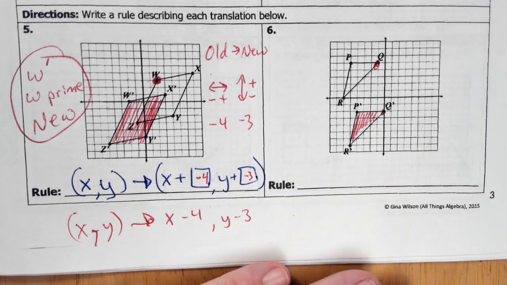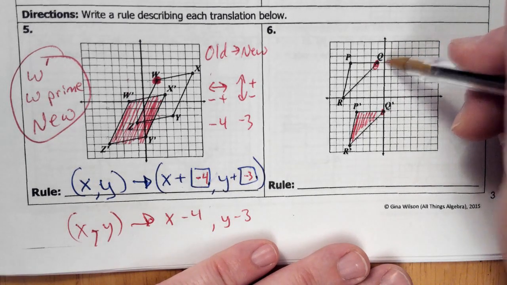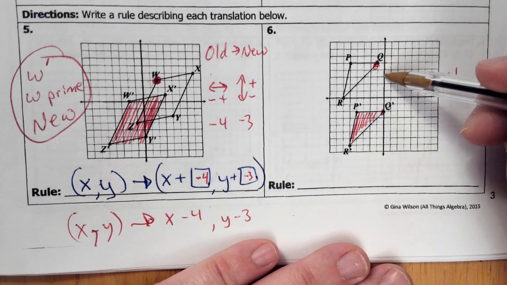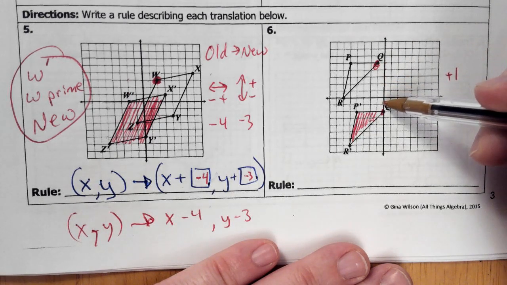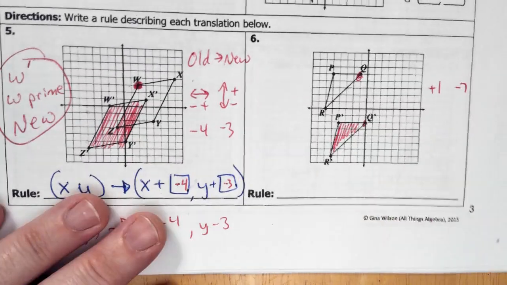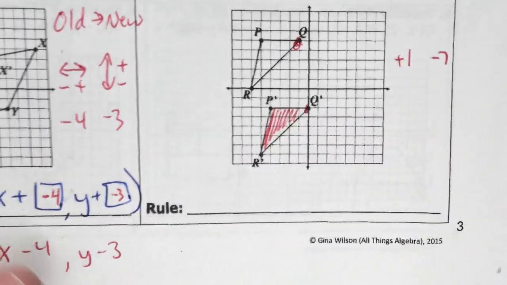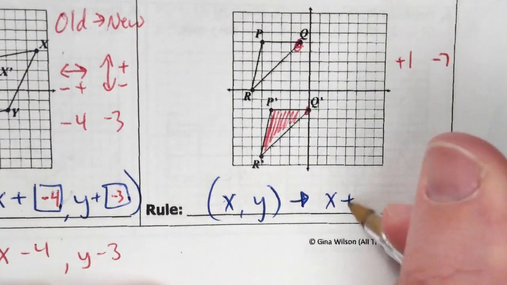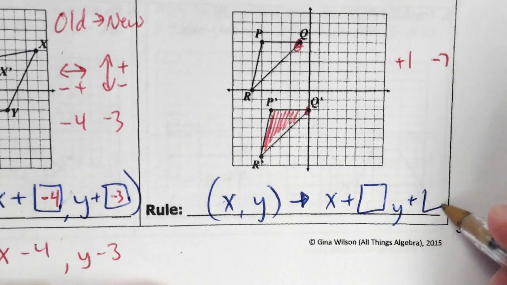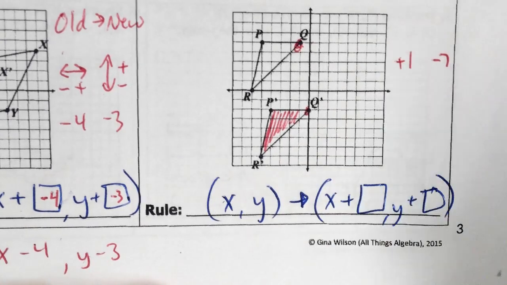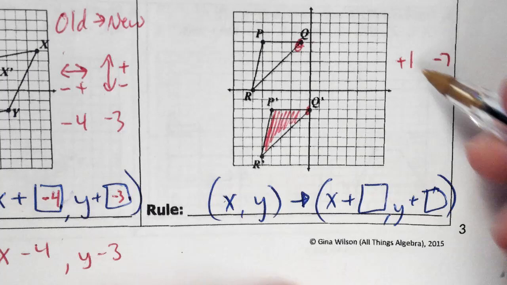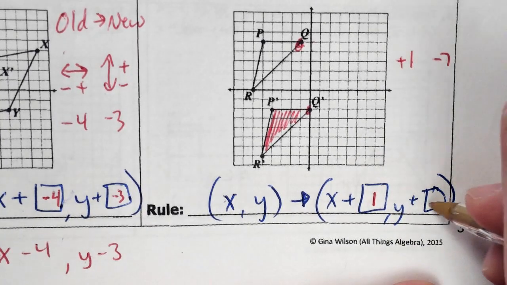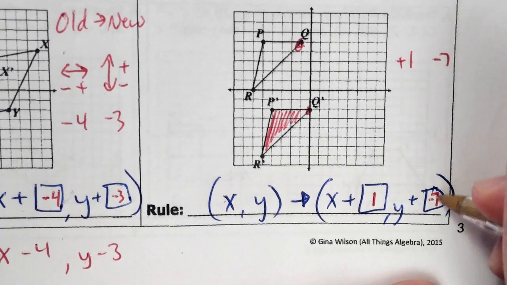So going left to right, I went right 1. So that's positive 1. And I went down 1, 2, 3, 4, 5, 6, 7. So that's negative 7. Okay, I'm going to zoom in a little bit. All right, so on this one, if we have x comma y, how does that turn into x plus a number and y plus a number? So in our case, the positive 1, we would just put 1, not positive 1, just the number 1. And then how do I type in the negative 7? Just plus a negative 7. And those are your answers.